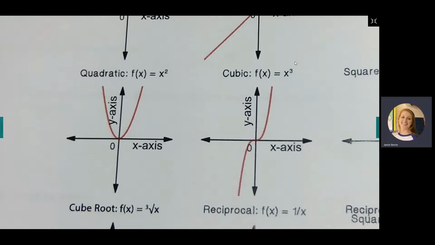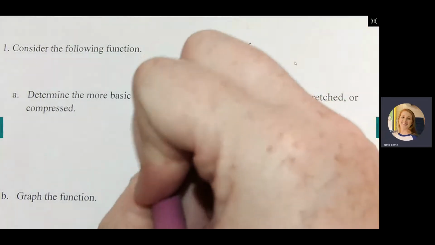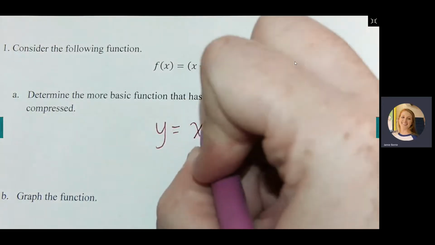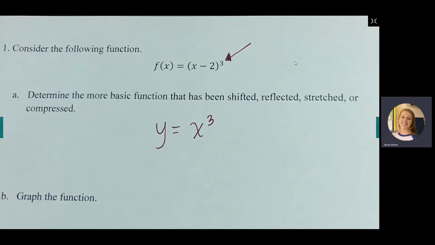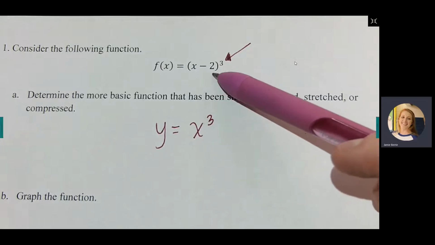So that's all you have to write. y equals x cubed. So that's the basic function that you start with to obtain this function f of x. All right, and then of course we can see what's happening here. We're subtracting 2 on the inside.